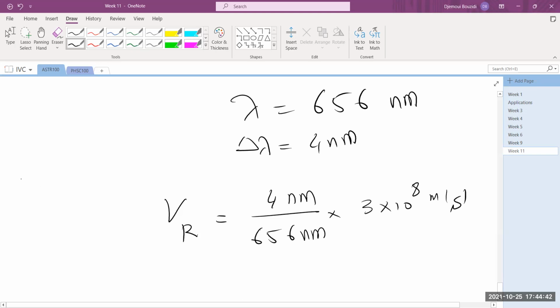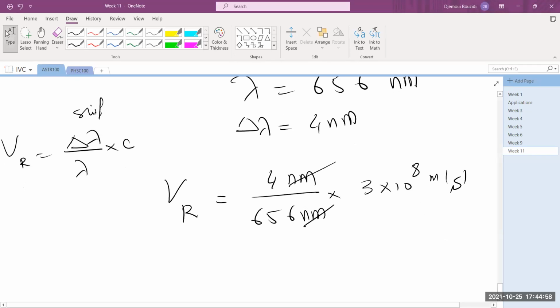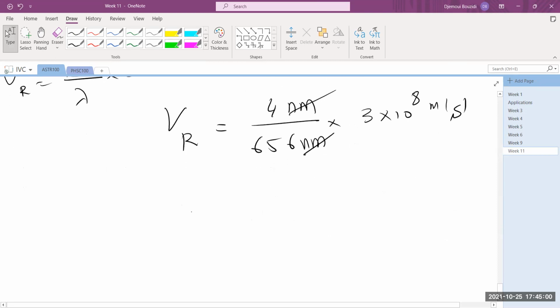Again, all I did was take VR equals delta lambda, the shift in lambda, divided by the actual wavelength, times the speed of light. Use the same unit so that they cancel out in here. The speed is going to be in meters per second. So all I have to do now is find the relative velocity, which is 3 times 4, which is 12, divided by 656, times 10 to the power 8 meters per second.